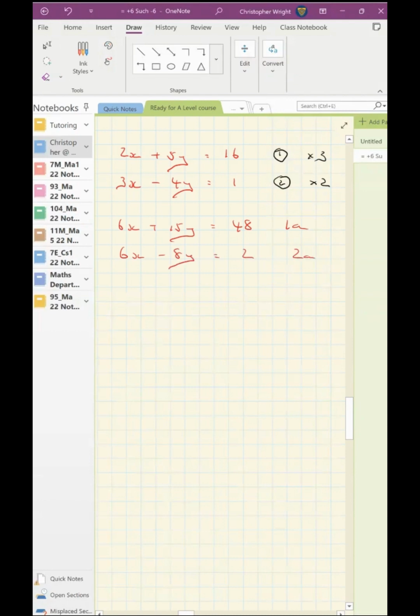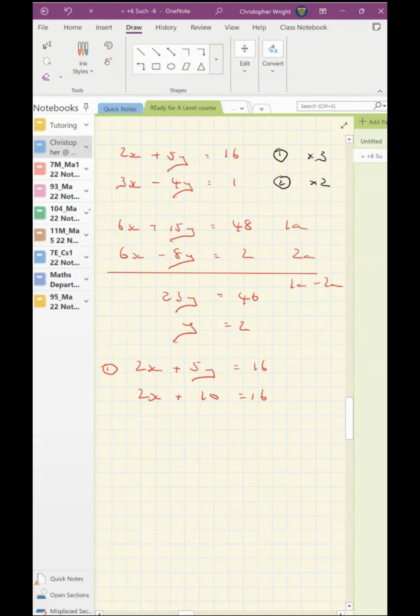That's equation 2a. Right, I'm going to do 1a minus 2a. The top one, subtract the bottom one. Keep it easy and straightforward like a subtraction sum. 6x minus 6x is nothing. 15y minus 8y, 23y equals 48 minus 2 is 46. Look at that, y is 2. And now I simply substitute that value of y into equation 1 and see what that gives me for x. 2x plus 10 equals 16. 2x is 6, x is 3.